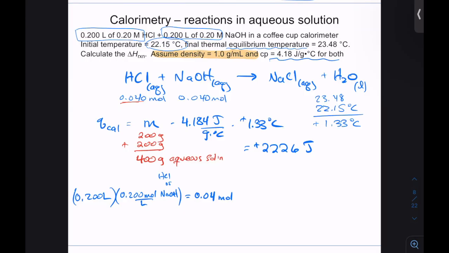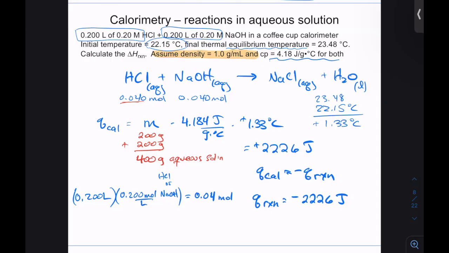So what happened in the reaction? It gave off the same amount of energy because Q of the calorimeter is equal to negative Q of the reaction, or vice versa. So that means that Q of the reaction is negative 2226 joules. Is the reaction endothermic or exothermic? It's exothermic, right? The negative sign means that energy is leaving the system. That's our convention. So that's how much energy left the system when we reacted those specific amounts.